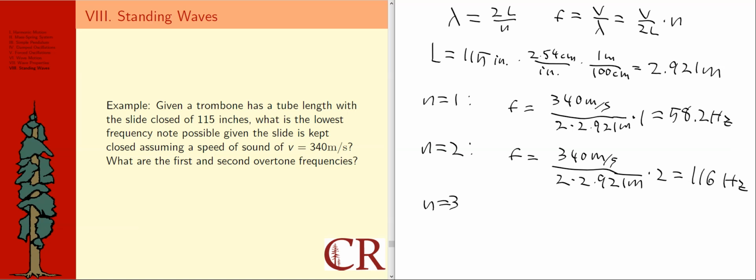For n equals 3, that is going to give me the second overtone, because the second overtone is the third harmonic. So for that one, we do 340 meters per second divided by 2 times 2.921 meters, but this time times 3 for the harmonic, and my calculator says 174.59, so maybe we'll make that 175 hertz.